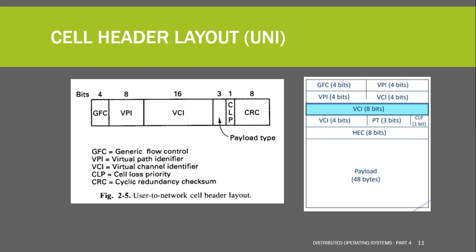The purpose of the VPI field is to group together a collection of virtual circuits for the same destination and make it possible for a carrier to reroute all of them without having to examine the VCI field. The payload type field distinguishes data cells from control cells and further identifies several kinds of control cells. The CLP field can be used to mark some cells as less important than others. So, if congestion occurs, the least important ones will be the ones dropped. Finally, there is a 1-byte checksum over the header.